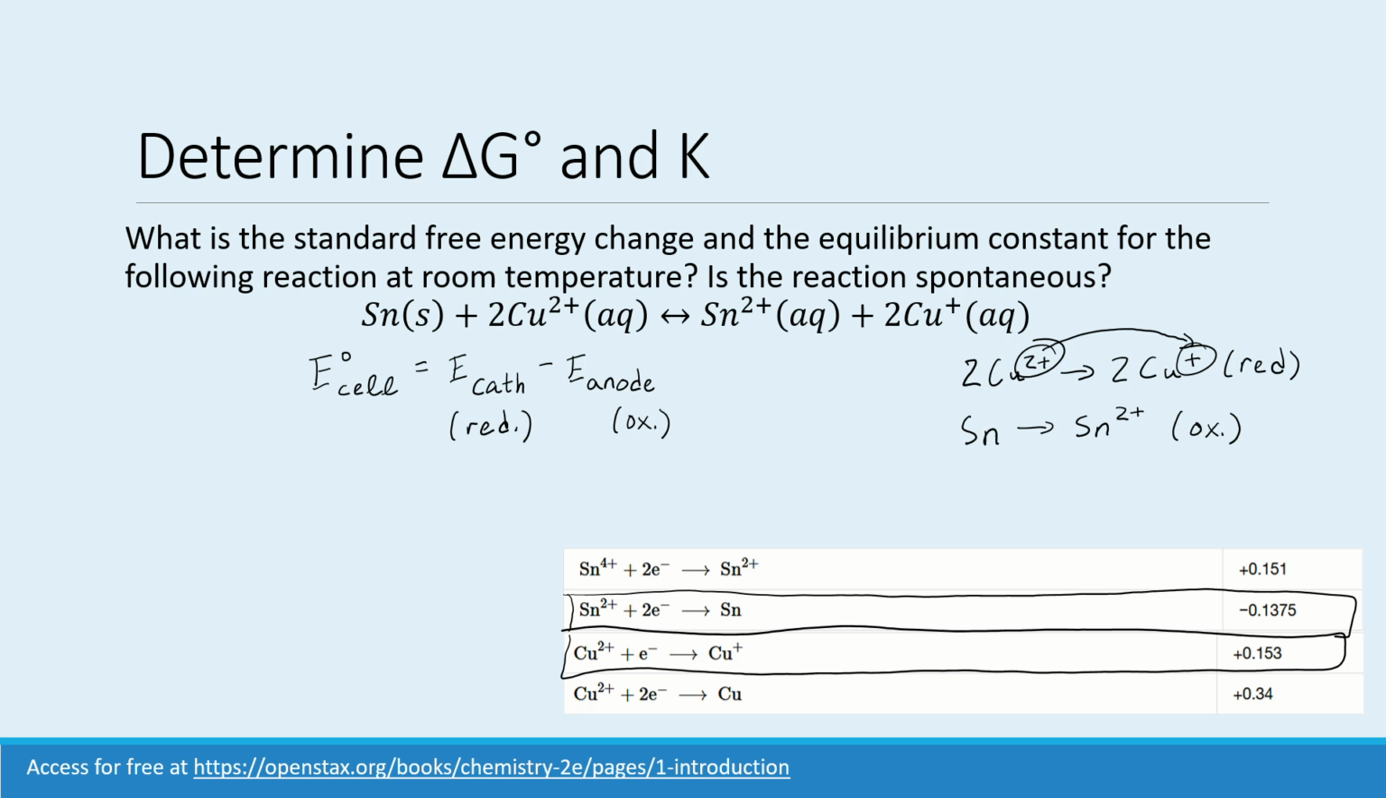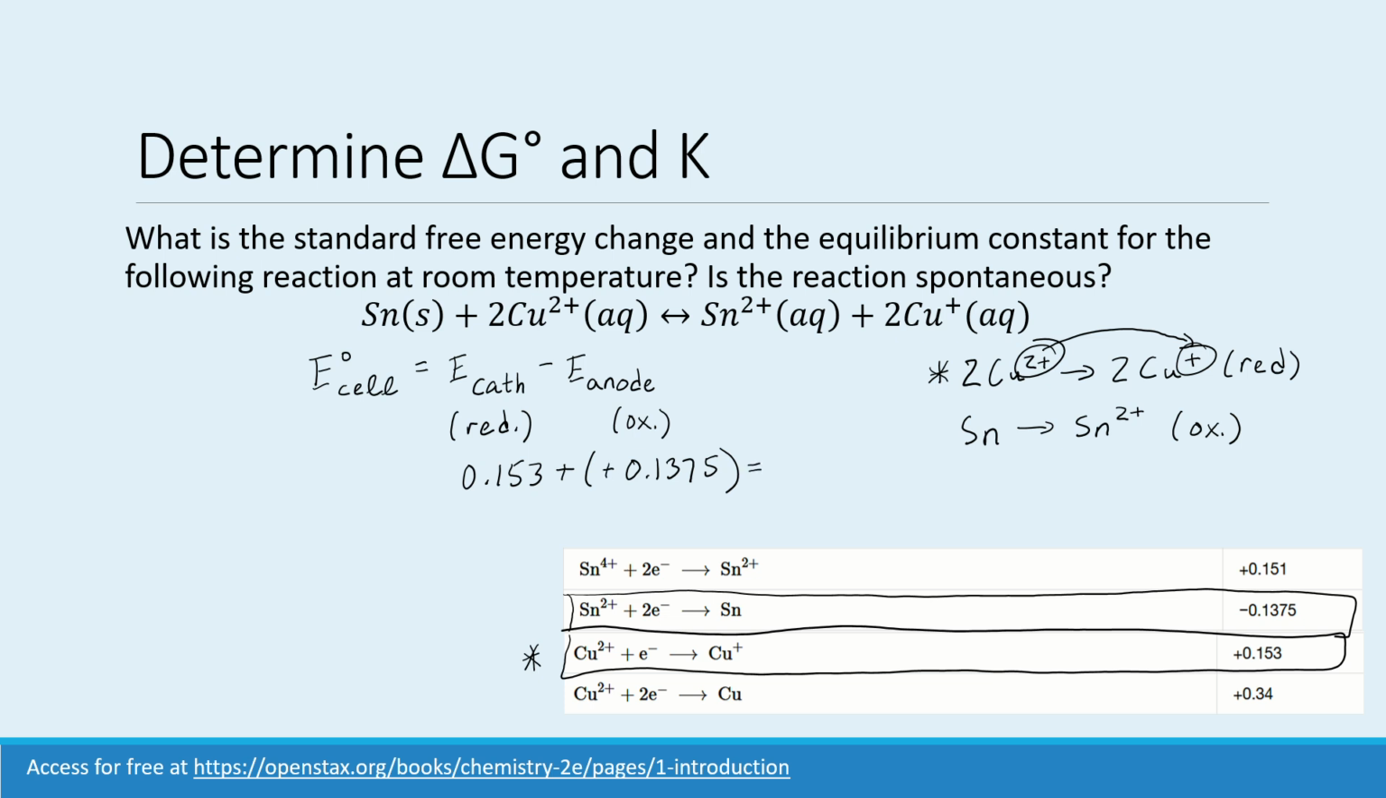And then we're going to take the cathode, and remember the cathode is where reduction happens, so that is your copper reaction, and we'll take that value of a 0.153, and then minus the anode, which is a negative 0.1375. Okay, so of course that becomes plus a positive.